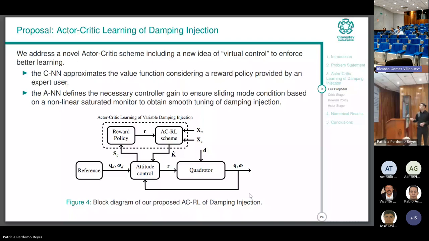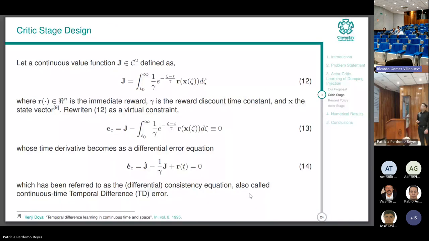And if we replace this expression in the open loop equation, we obtain equation 11, which is represented with this expression. To design the motor learning, we need to offer a value function. In particular, we propose using the discounted value function defined in the 12th equation, where the reward is defined with the R value, and gamma is the discount reward constant. If we rewrite the 12th equation as a virtual constraint, we obtain equation number 13.